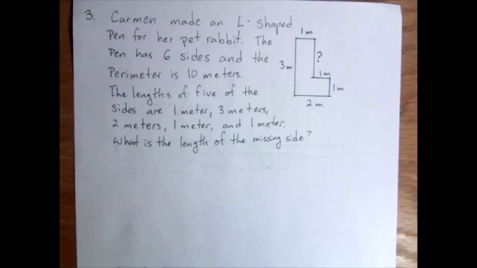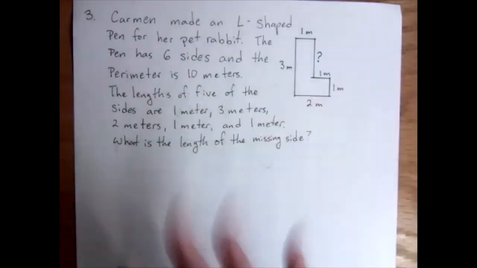All right, let's move on to our last problem. Problem number 3. Carmen made an L-shaped pen for her pet rabbit. The pen has 6 sides and the perimeter is 10 meters. The lengths of 5 of the sides are 1 meter, 3 meters, 2 meters, 1 meter, and 1 meter. What is the length of the missing side?